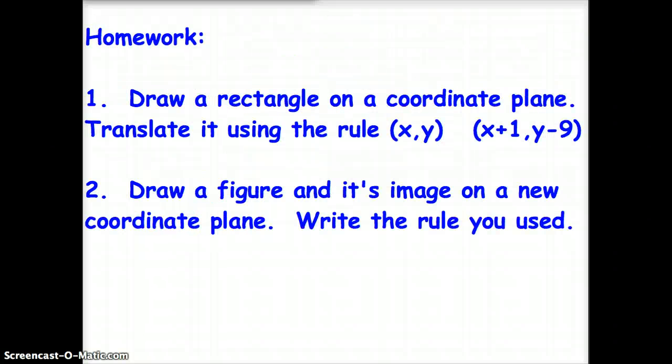Two problems for homework tonight. First, you're drawing a rectangle of your choosing on any coordinate plane, translating it using the rule x comma y. I want your x values to increase by 1 and your y values to decrease by 9. For number 2, you're going to draw a figure and its image on a different coordinate plane and write the rule that you use to translate them.